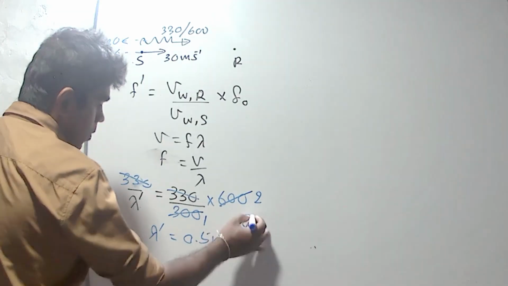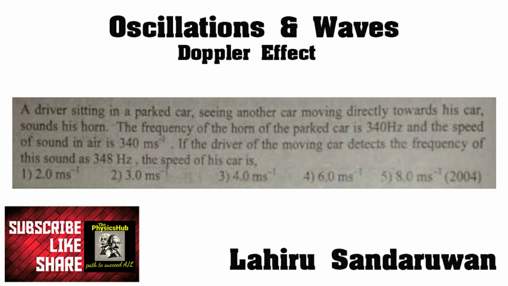Then the answer is 4. A driver sitting in a parked car sees another car moving directly towards his car, and sounds his horn. The frequency of the horn of the parked car is 340 and the speed of sound in air is 340. If the driver of the moving car detects the frequency of sound at 348, the speed of the car is?